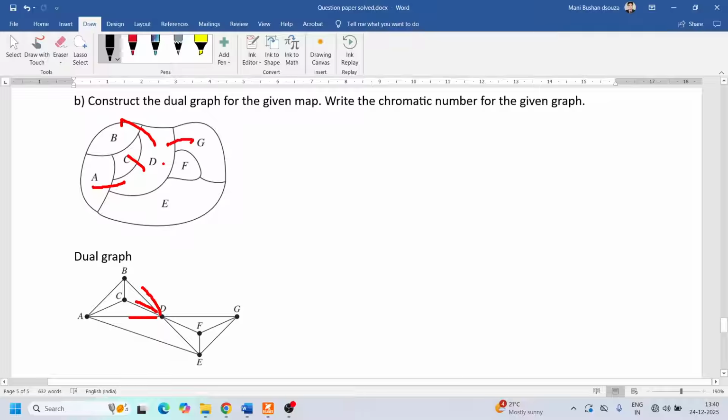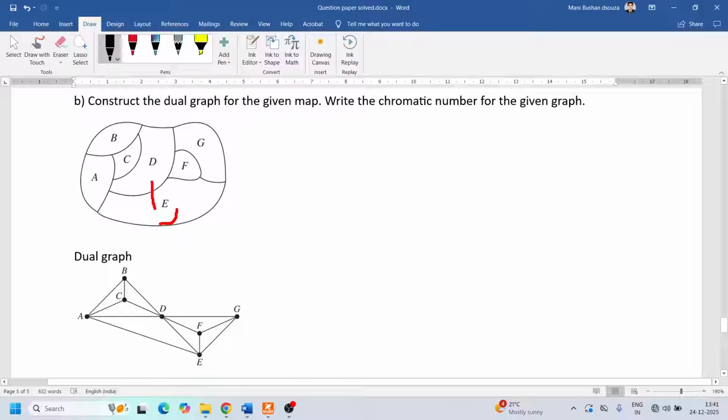D to G, D to F, D to E, you have to draw it. So D to G, D to F, D to E. You draw the edges there. So it is done. Let us go to the E here.